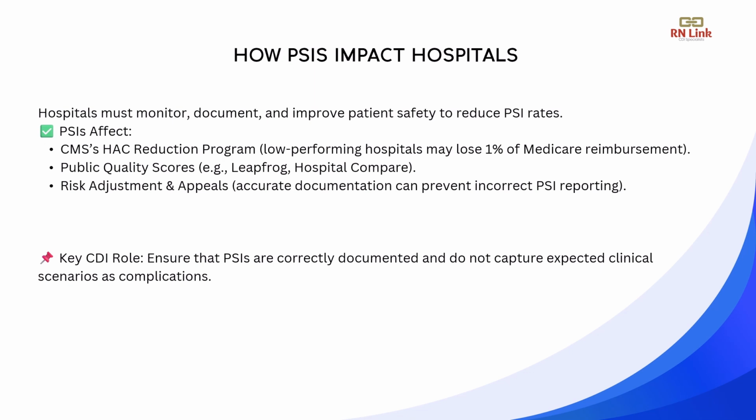In summary, how PSI impact hospitals. Hospitals must monitor, document, and improve patient safety to reduce PSI rates. PSI's effect. 1. CMS's HAC reduction program. Low-performing hospitals may lose 1% of Medicare reimbursement. 2. Public quality scores, for example, Leapfrog, Hospital Compare. 3. Risk adjustment and appeals. Accurate documentation can prevent incorrect PSI reporting. Key CDI role: ensure that PSIs are correctly documented and do not capture expected clinical scenarios as complications.